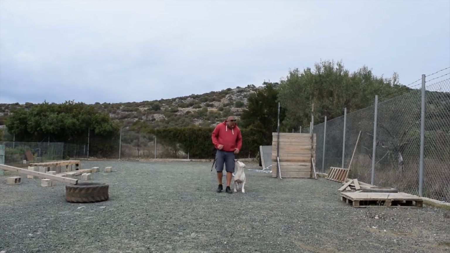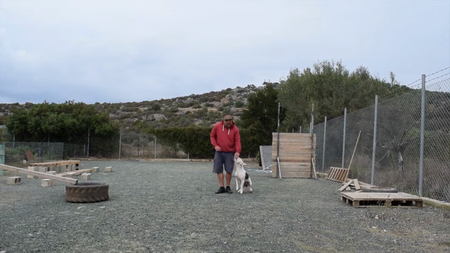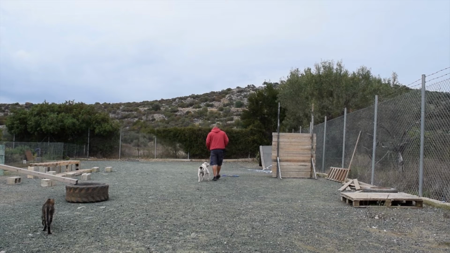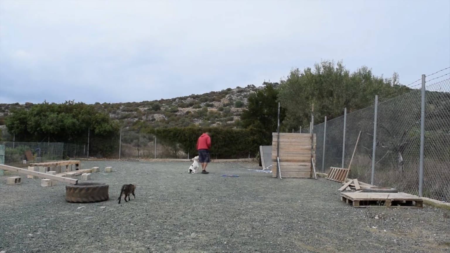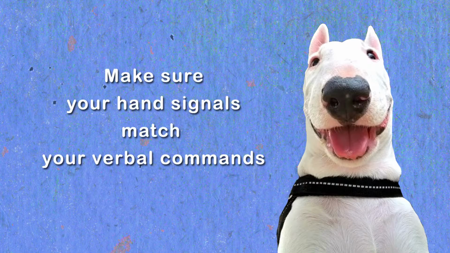treat. Number 2. Not paying attention to hand signals. When you use hand signals in training, they should always match your verbal commands. We often see new dog trainers and owners verbally give the sit command and hand signal the down command. The dog gets confused and will either perform the command incorrectly or not at all. Make sure your hand signals match your verbal commands.